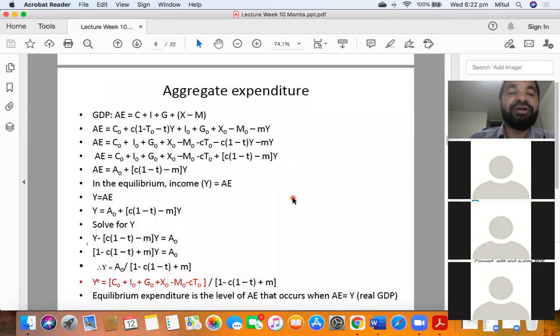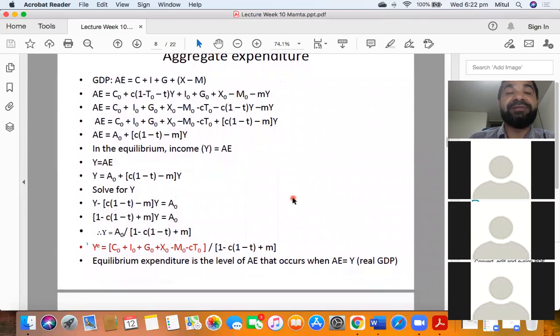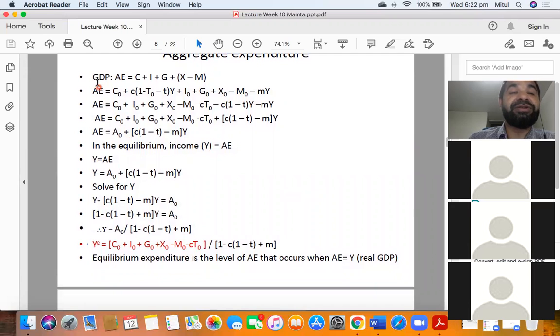So now we are going to determine our aggregate expenditure. How do they determine it? Look, GDP will be equal to aggregate expenditure, equal to C plus I plus G plus X minus M. X minus M is known as NX. That's what we mean. You say 4 components, but there are 5 components, but we say 4 because we combine X and M together and call this NX. In this case, C we have already calculated: consumption is equal to C0 plus C into (1 plus T0 minus Ti) into YD. This was calculated already in the past.